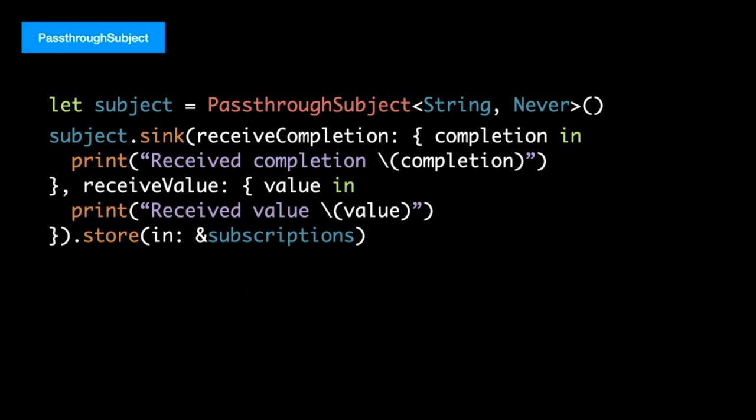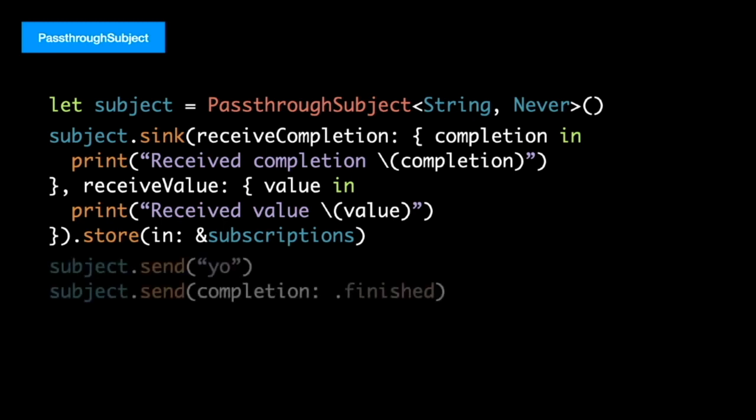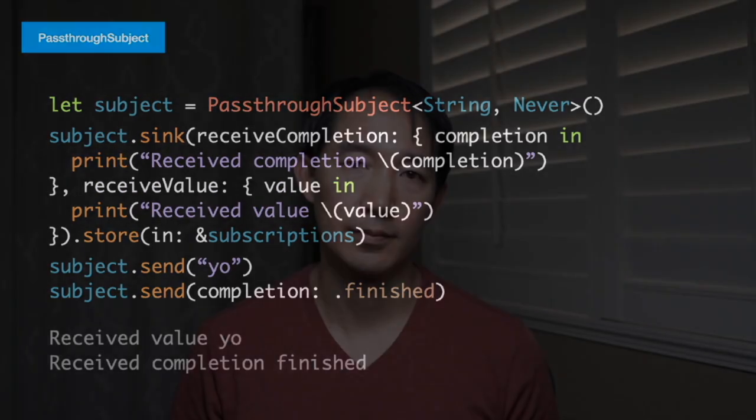PassthroughSubjects are really great to bridge imperative code with the Combine model. So then, using this PassthroughSubject, we call send with the text "yo", followed by the completion event. What we would receive is "received value yo" and "received completion finished". Now that we've taken a quick look at Combine, let's see how we can apply these concepts to our SDK.